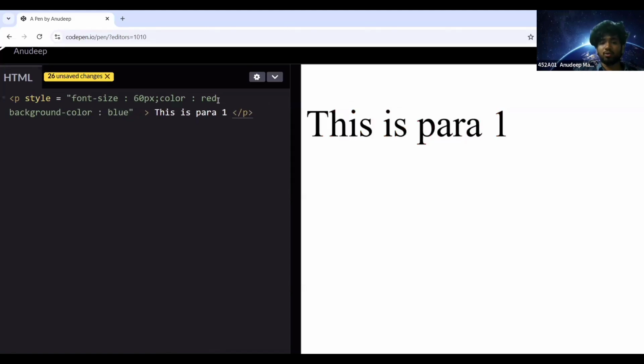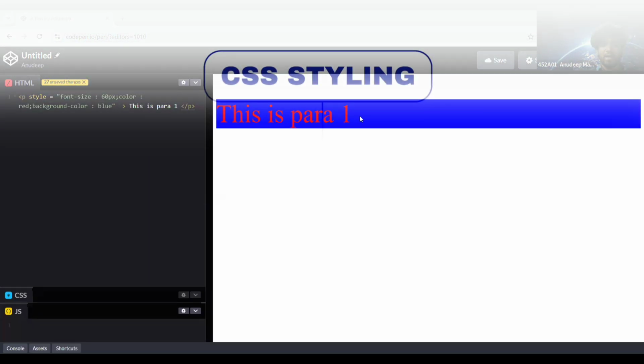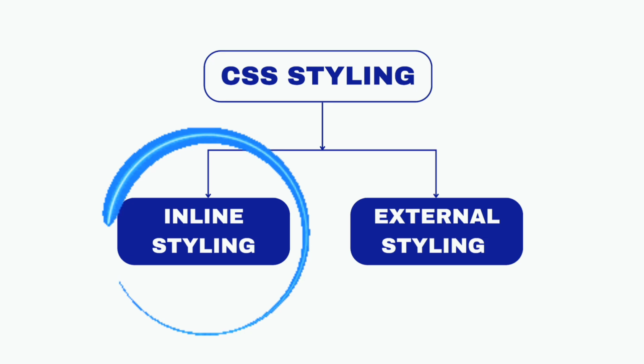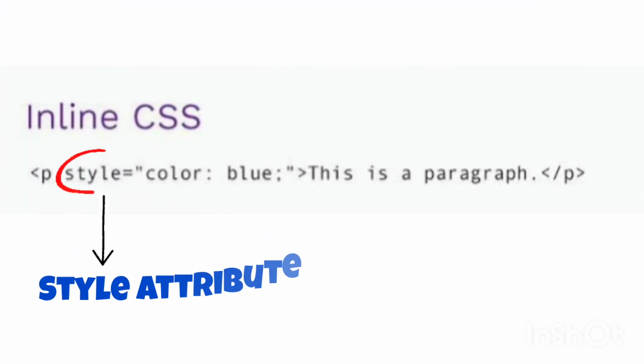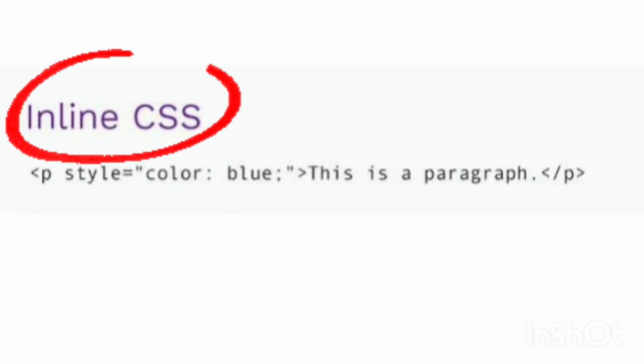Now here what I should do after this CSS property is done, I need to have a semicolon here. Now when I did this, you'll notice that I got my paragraph in background color blue, the text color red and the size has been increased here. There are two types of styling here. First is called inline styling. We are styling the paragraph using style attribute. When you style an element like this, this type of styling is called inline styling.